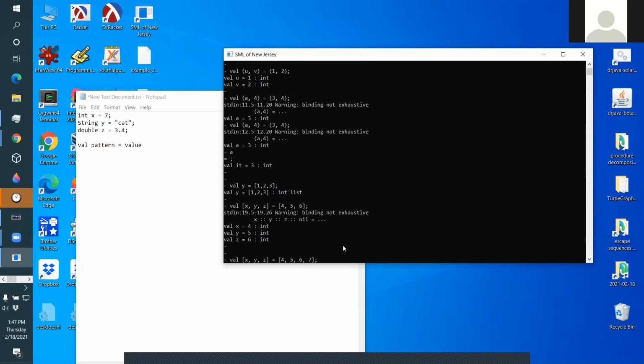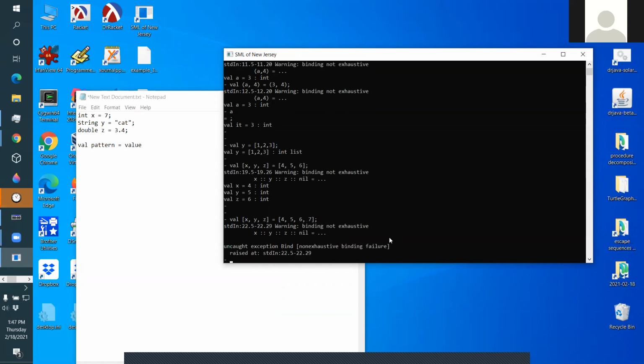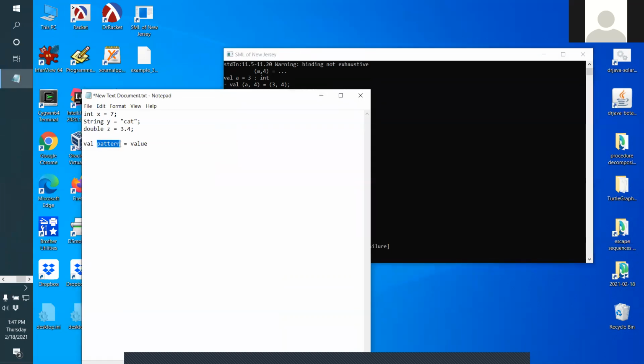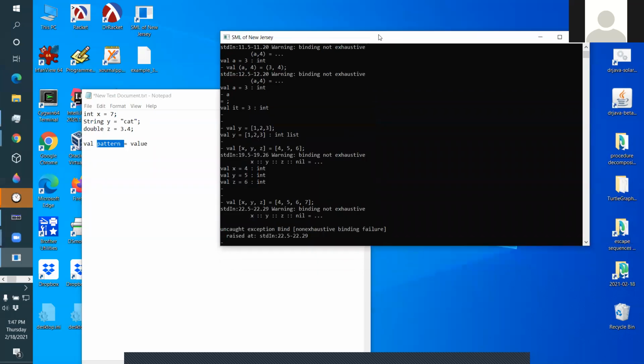That pattern doesn't match. There's more things over here than there are over here, and this thing will not work. It will not set any variables. The patterns didn't match. When you do this in ML, you've got to make sure that the pattern really does match the value. Then the variables in the pattern get values assigned to them.